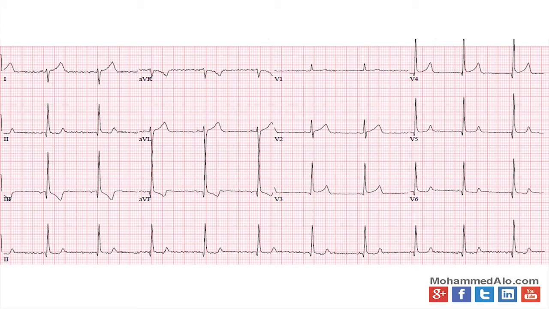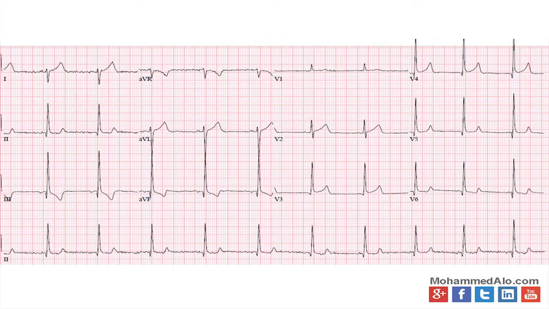They call that S1 Q3 T3, or a right-sided strain pattern. Sometimes that indicates elevated right-sided pressures, things that can cause that are like a PE. If you look at lead V2, you have a tall R wave there, which also leads you to believe that something happened to the RV where it's hypertrophied or there's a lot of strain on it, or a right-sided strain pattern.